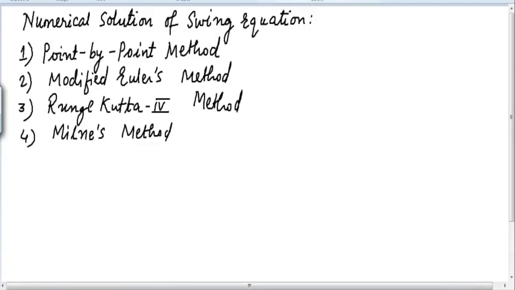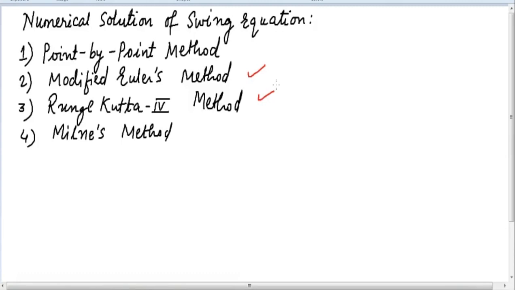Out of these four, we have in our syllabus the modified Euler's method and Runge-Kutta 4 method. These two methods are to be learned by us in this unit number 6, related to transient stability. That's why I asked all of you yesterday to please go through the modified Euler method, which you have already learned in 4th semester of the electrical engineering program.